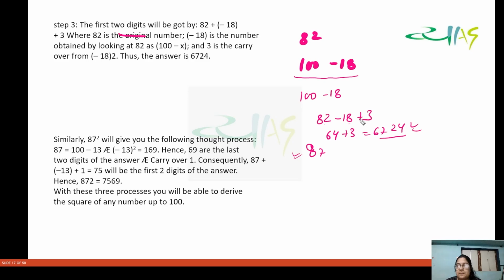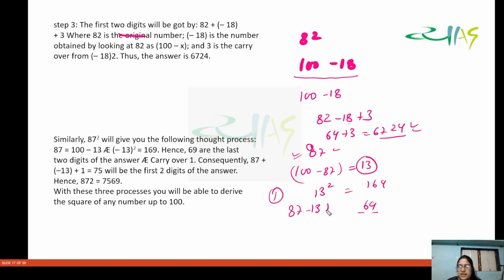Now see how you will find the square for 87. All right, so just subtract this from 100. Subtract this from 100, you will be getting what? 13. The square of 13 is equal to 169. Again you will get 69 as the last digit. Put 1 here.